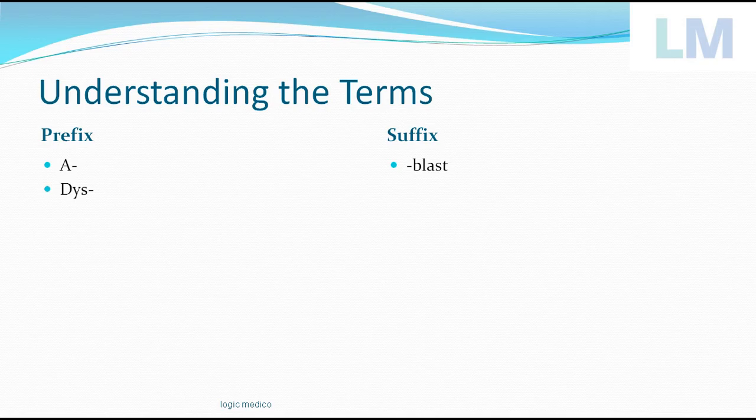Suffixes are the words which come at the end of the word. So we usually put one hyphen and then write that word. Here is a word called blast. Blast is an immature cell. Example: osteoblast. Osteo is a prefix, and osteo refers to bone. Blast means an immature cell. So an immature bone forming cell is called an osteoblast.